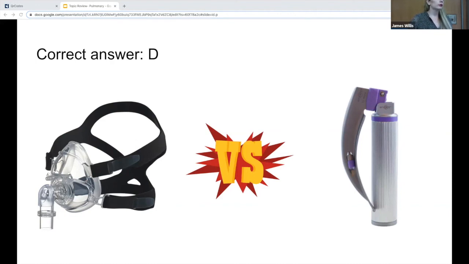ABGs can be helpful, but the PCO2 alone shouldn't tell you to intubate a patient or not. And in patients with COPD, their PCO2 is going to be chronically elevated.